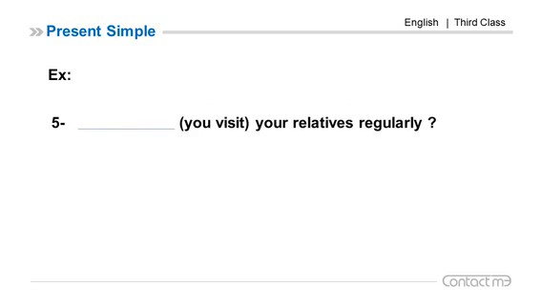Number 5. You visit your relatives regularly? Interrogative question. Regularly, an adverb of frequency used in present simple. So we need do or does. We have between two brackets the pronoun you, so we have to use do. The answer: do you visit your relatives regularly? Present simple, interrogative or question.